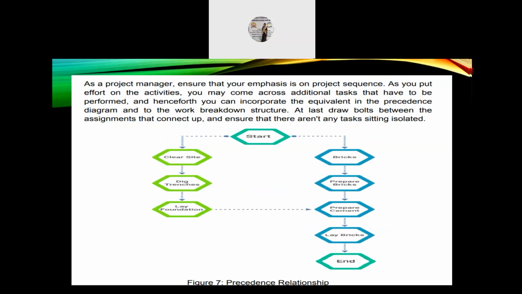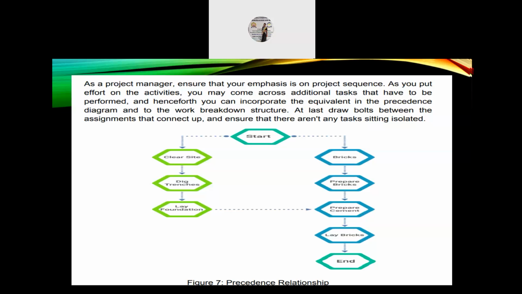So as a project manager, ensure that your emphasis is on project sequence as you put effort on the activities. You may come across additional tasks that have to be performed, and hence you can incorporate them in the precedence diagram and the work breakdown structure. So at last, draw the arrows between the assignments that connect up and ensure that there aren't any tasks sitting isolated or being left out.